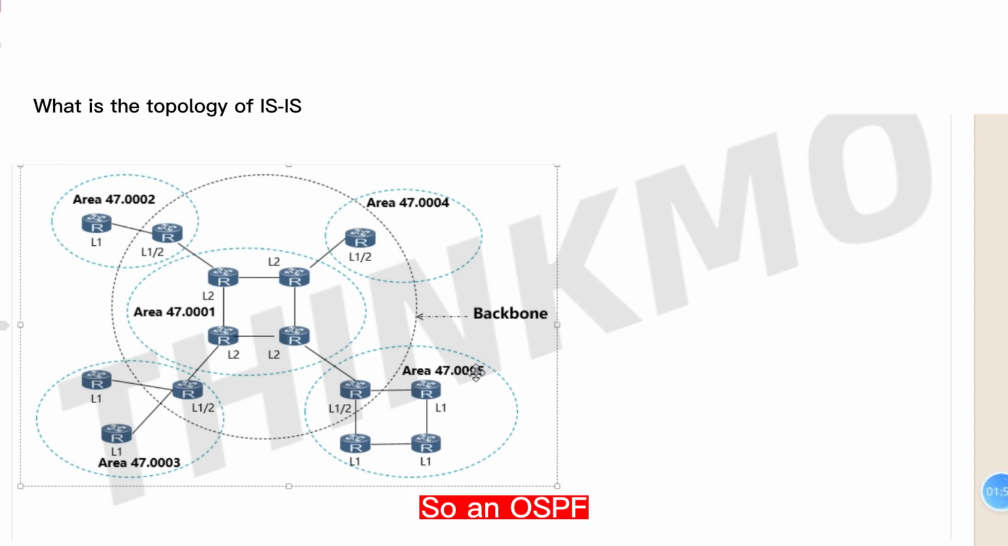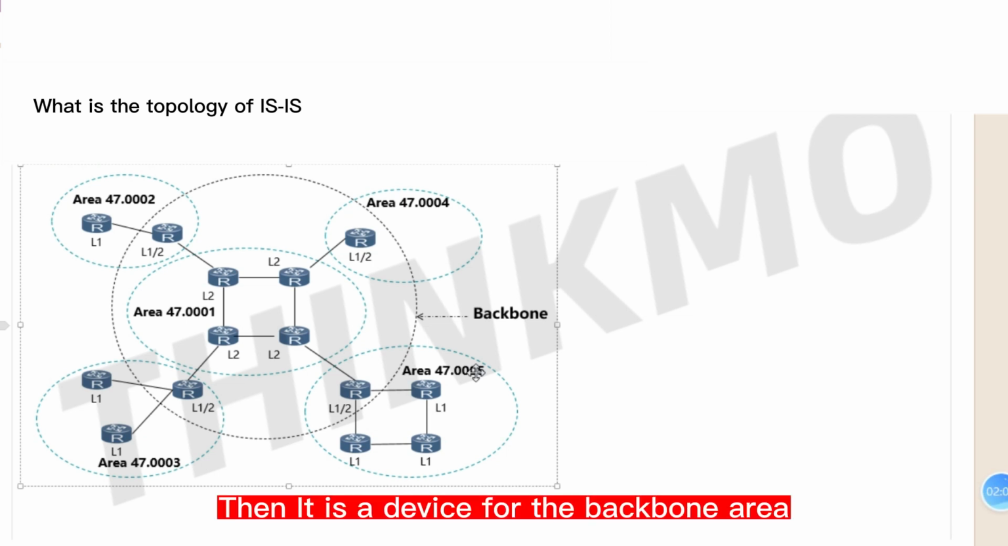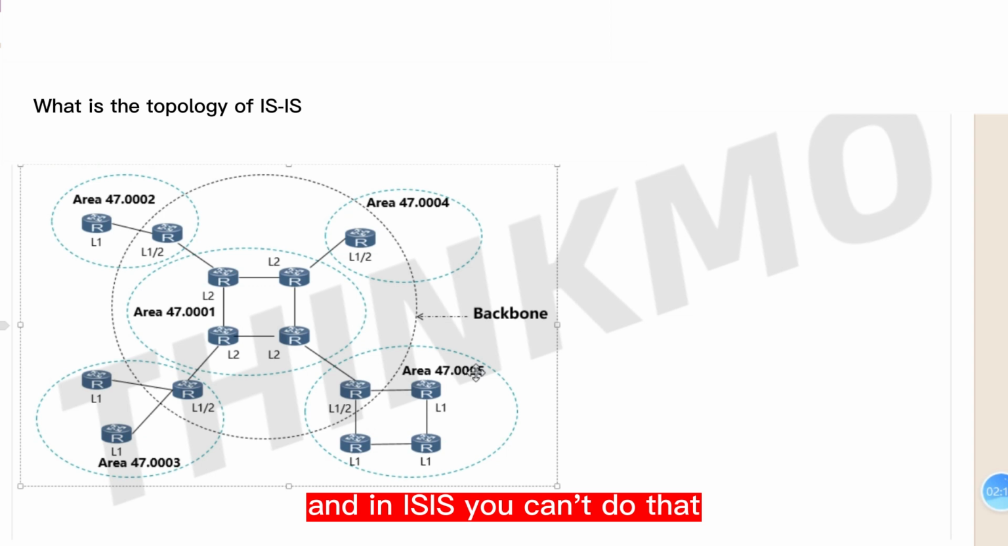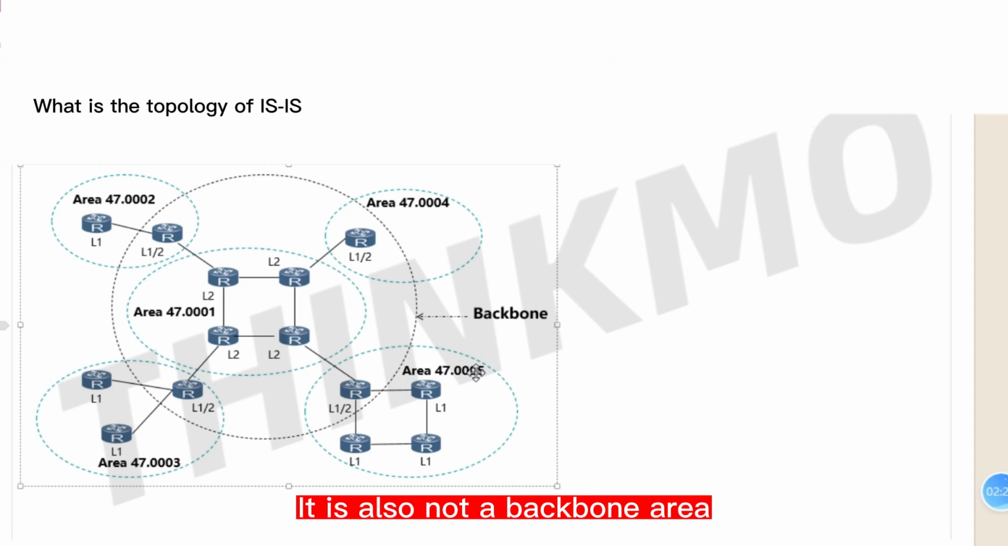So in OSPF, let's talk about its characteristics. That's when you configure it. For example, take this router. If an interface is assigned to area 0, then it is a device for the backbone area. And in IS-IS, you can't do that. It's not by area number. Let's say I define it to be 0000. It is also not a backbone area.